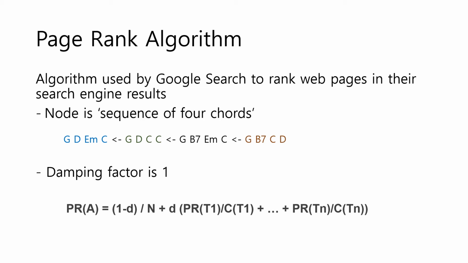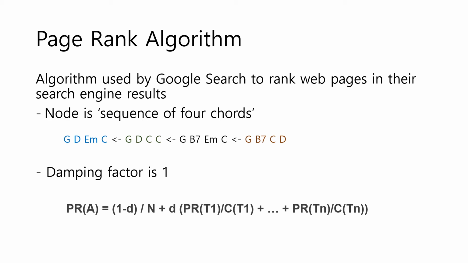Instead of indicating one chord as a node, we set one sequence of four chords as a node to make many nodes, and a sequence which is followed by another sequence is pointed to by the latter sequence, which means it guarantees the importance of the former chords.